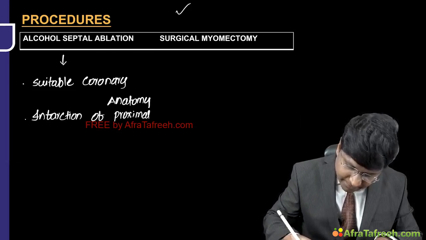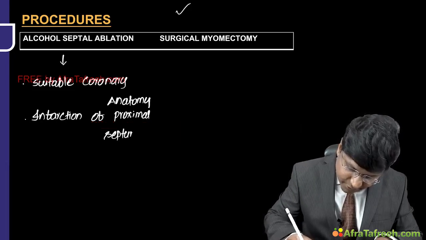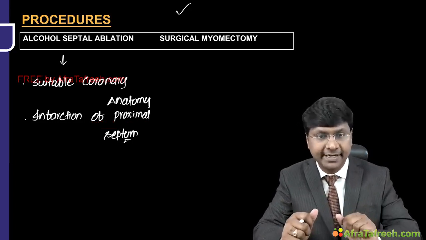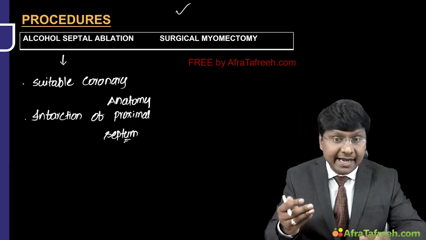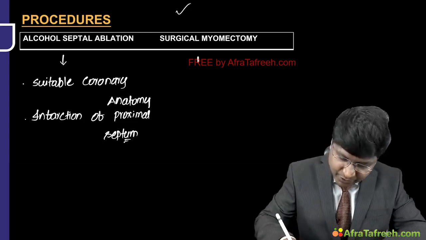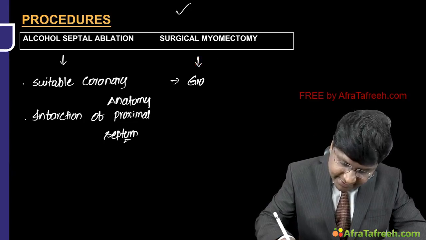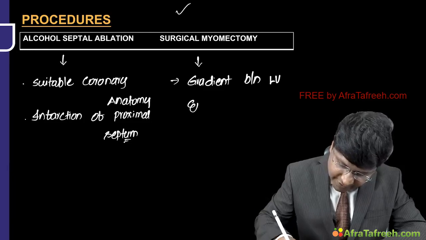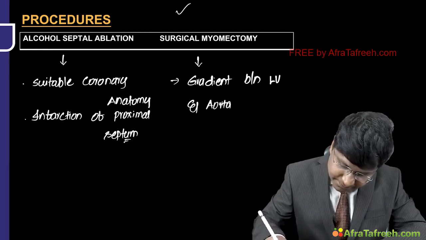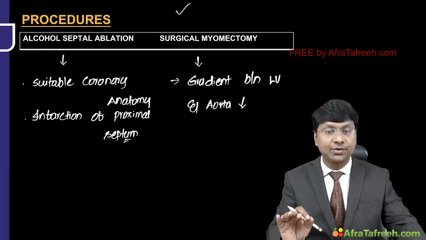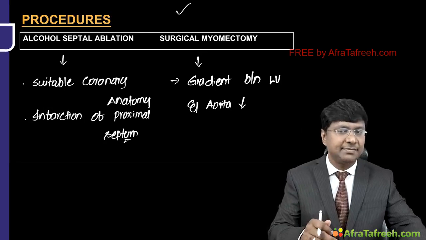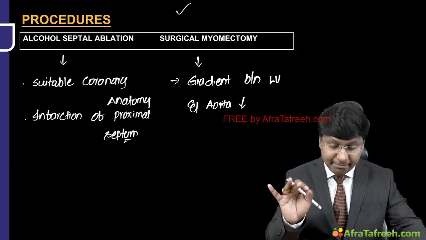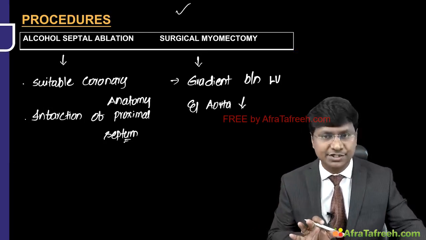So by doing the controlled infarction of the proximal septum, what will happen to your LV outflow tract obstruction? That will be reduced, right? And not only that, the gradient also will be reduced. By doing your surgical myomectomy, the gradient between the LV and the aorta reduces, right? Even your alcohol septal ablation will also reduce the gradient between the LV and the aorta, right? But what is the disadvantage of this procedure?